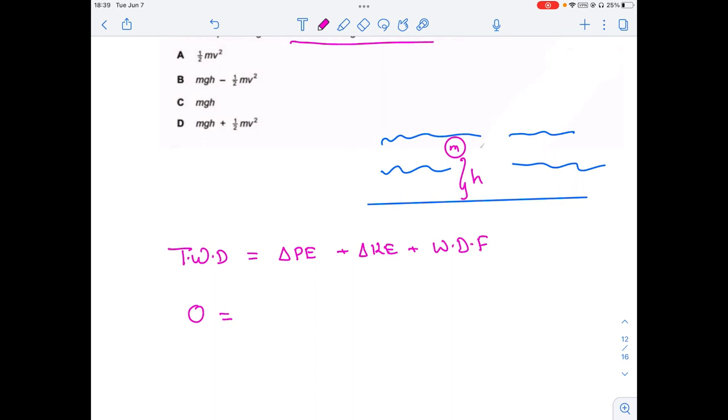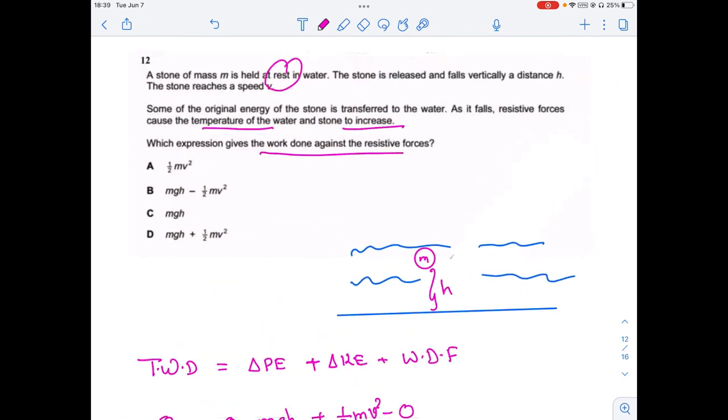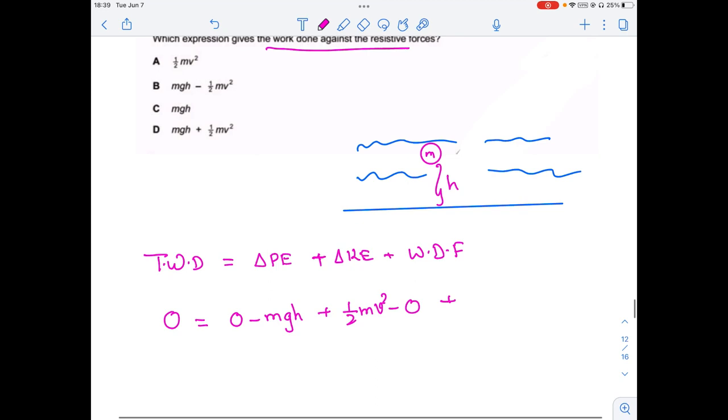Delta PE, final potential energy minus initial potential energy. Final potential energy is 0 because it is reaching the ground. Initially it is at a height of h, so mgh, plus delta KE, final kinetic energy, half mv squared. Initial kinetic energy is 0 because it is at rest, plus work done against friction.